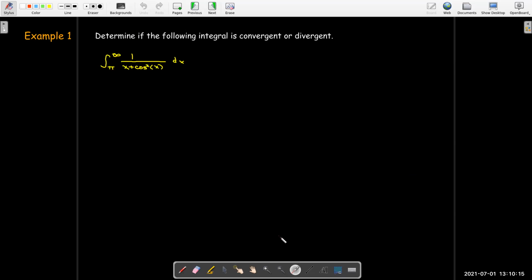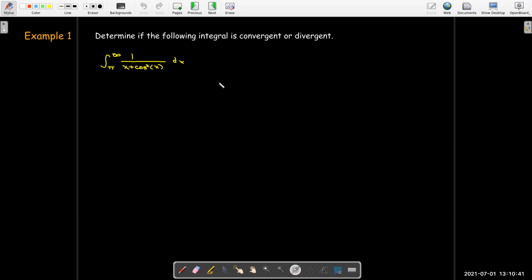So let's look at a few examples. Here I'm taking the integral from pi to infinity of 1 over x plus cosine squared x dx. Now finding the antiderivative would be very challenging, but we're not asked to find the value if it's convergent. We're just asked to determine if it's convergent or divergent.